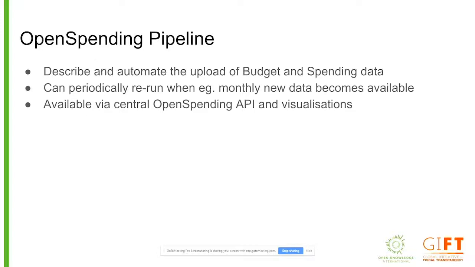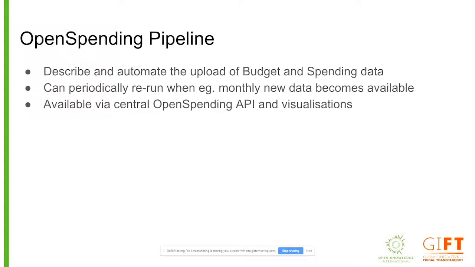What we do is we as Open Knowledge International work with you as a government who want to upload the data on open spending to build that script together. And different types of use cases are available. So for example, we can work with your technical team to do that, or we can help do it for you. And what then happens is you can periodically rerun the scripts. For example, if new data becomes available every month, you can rerun the script every month, and new data is made available on the portal.